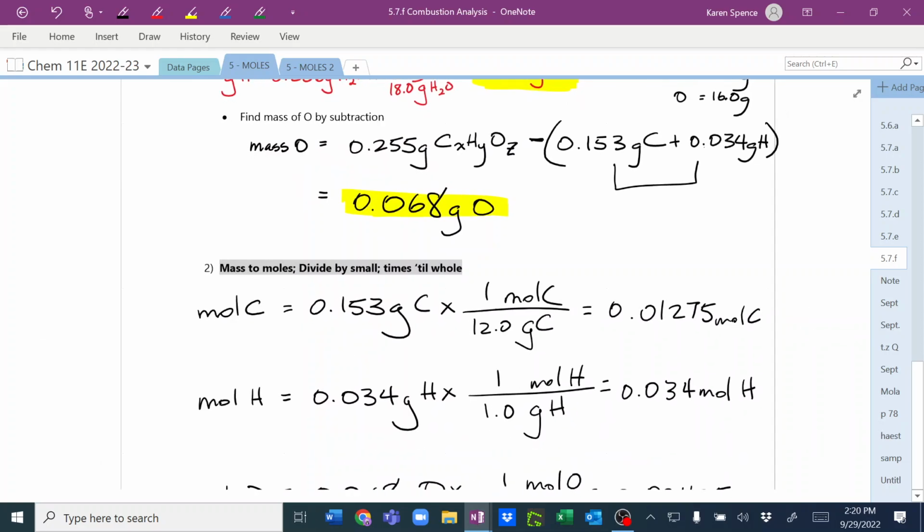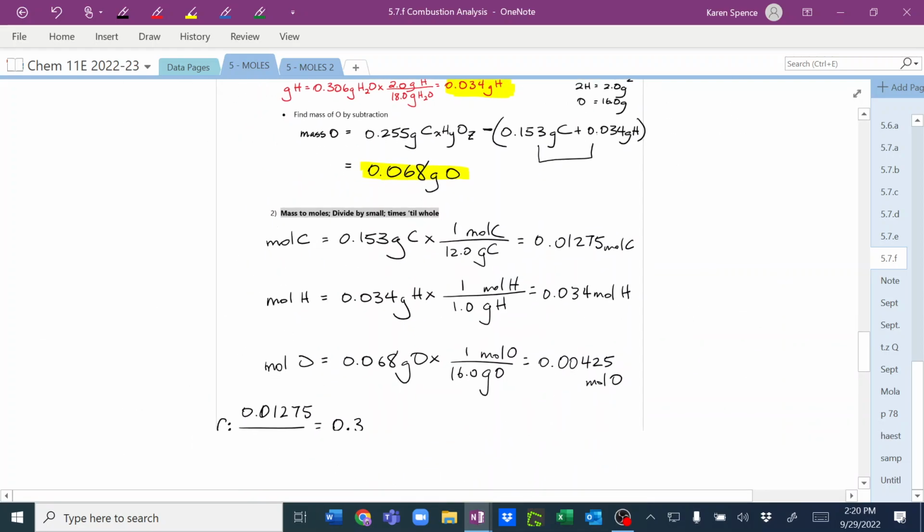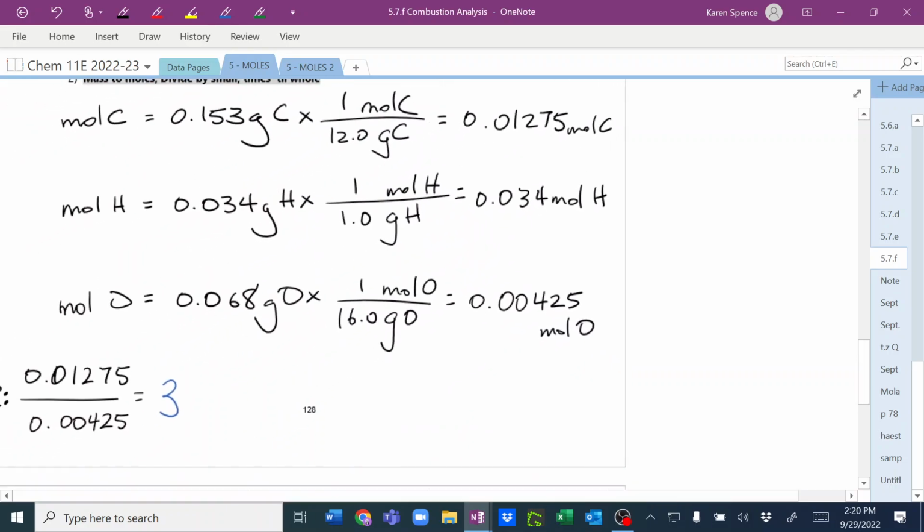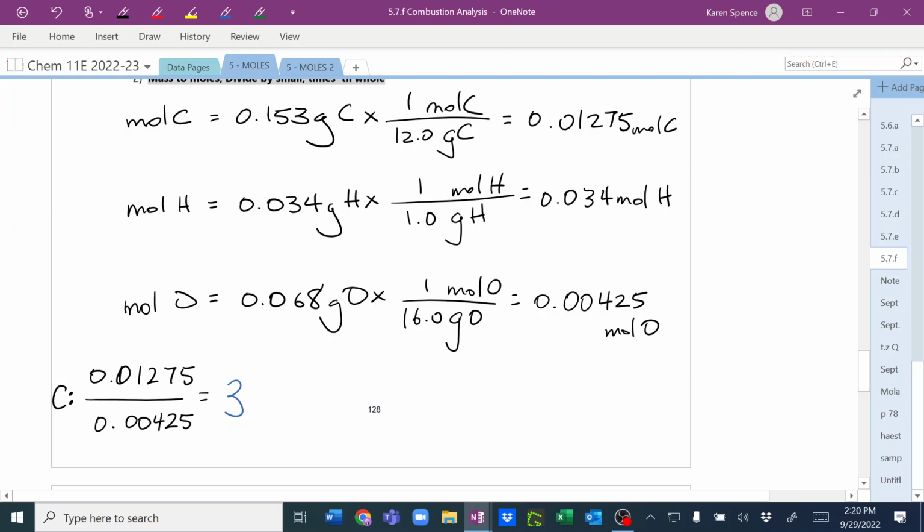Is it just 3? That would make so much more sense. Yes, that was why I was like, I don't know that, there we go. Is that good? Okay, phew, I was thinking it was looking a little weird. So there's our carbon. Now we have our hydrogen.